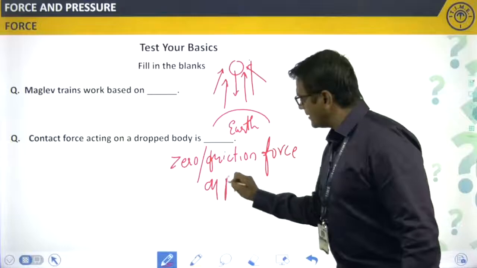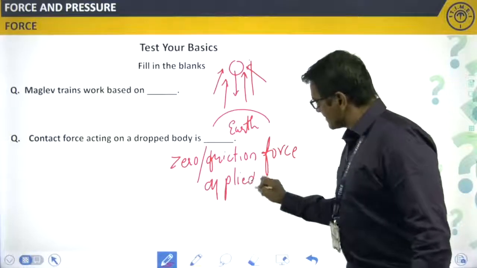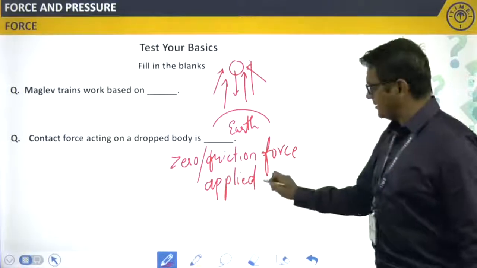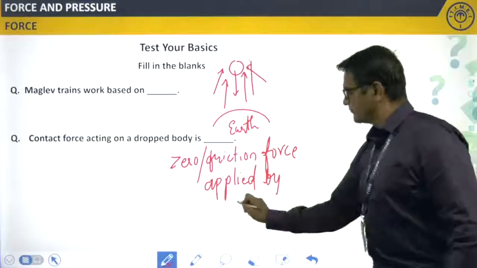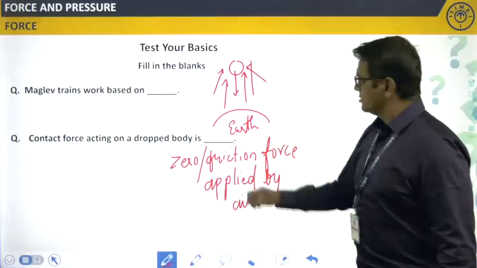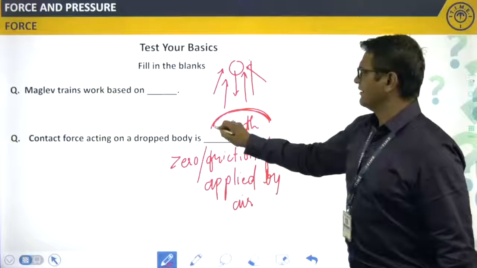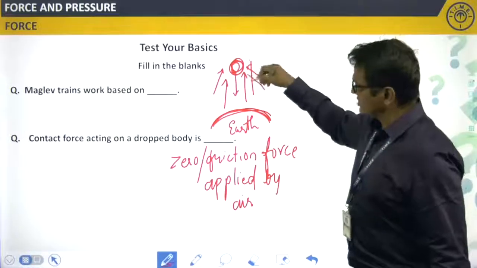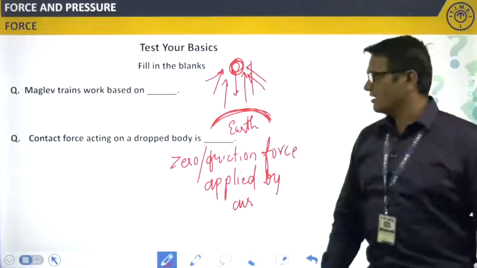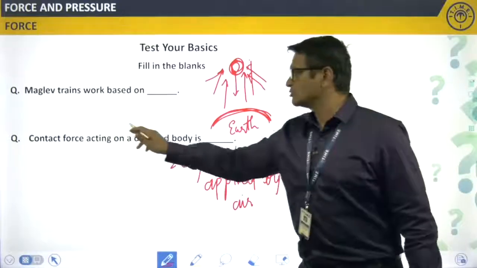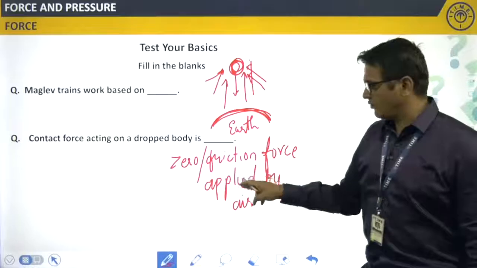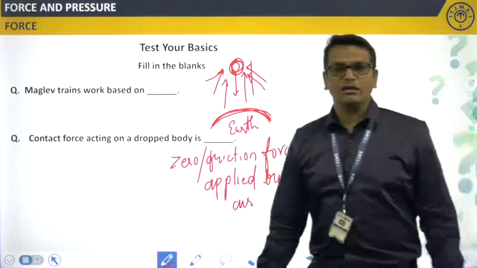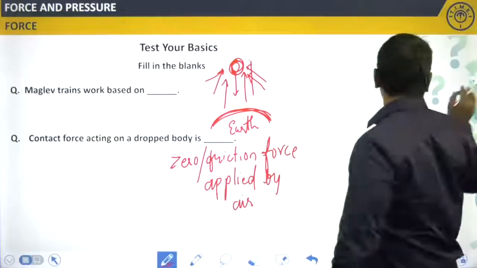applied by air. Okay, so it is 0 when I consider the earth and the moving body, but there is a frictional force applied by the air. Hence I say contact force acting on a dropped body is the frictional force applied by the air. Clear? Let's see the next question.